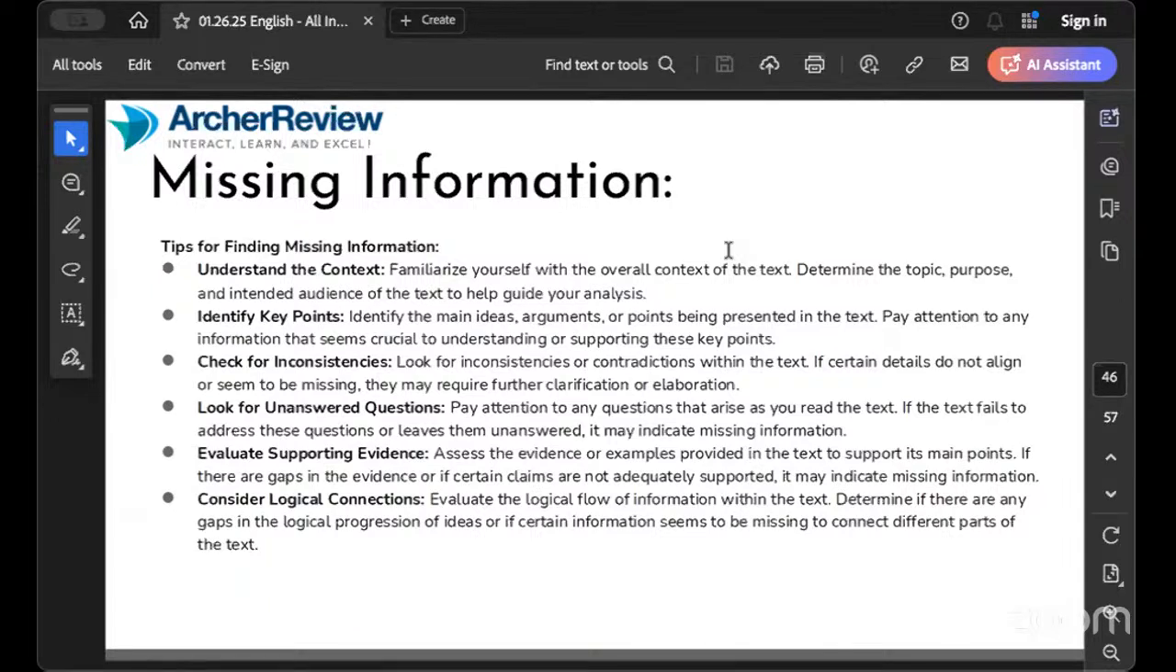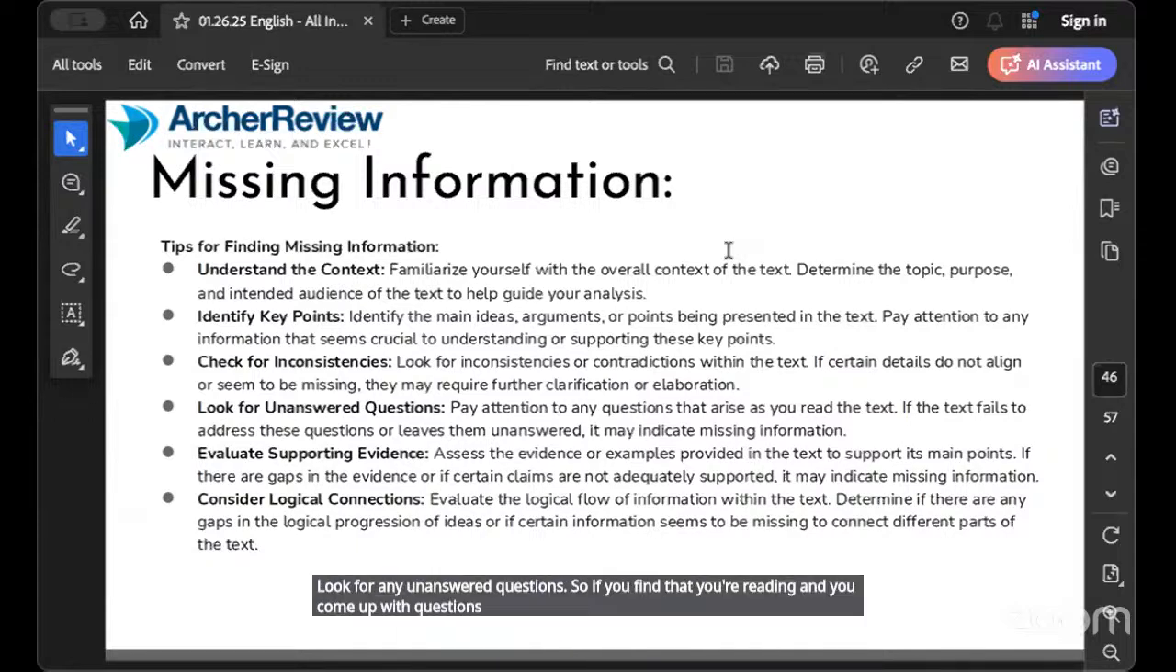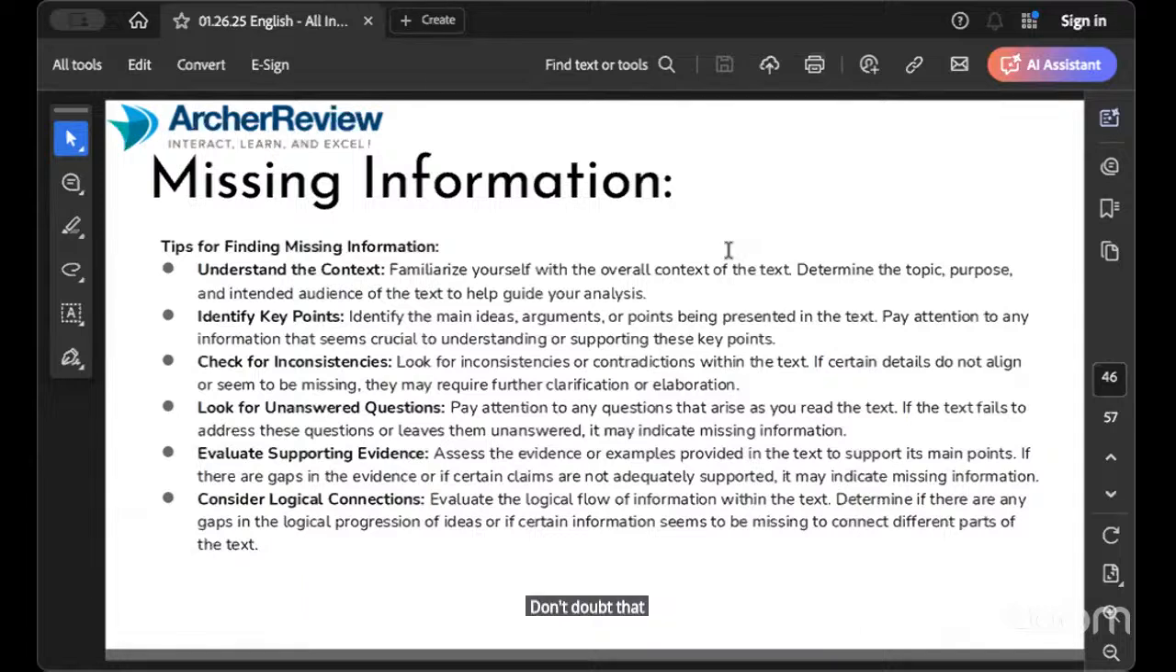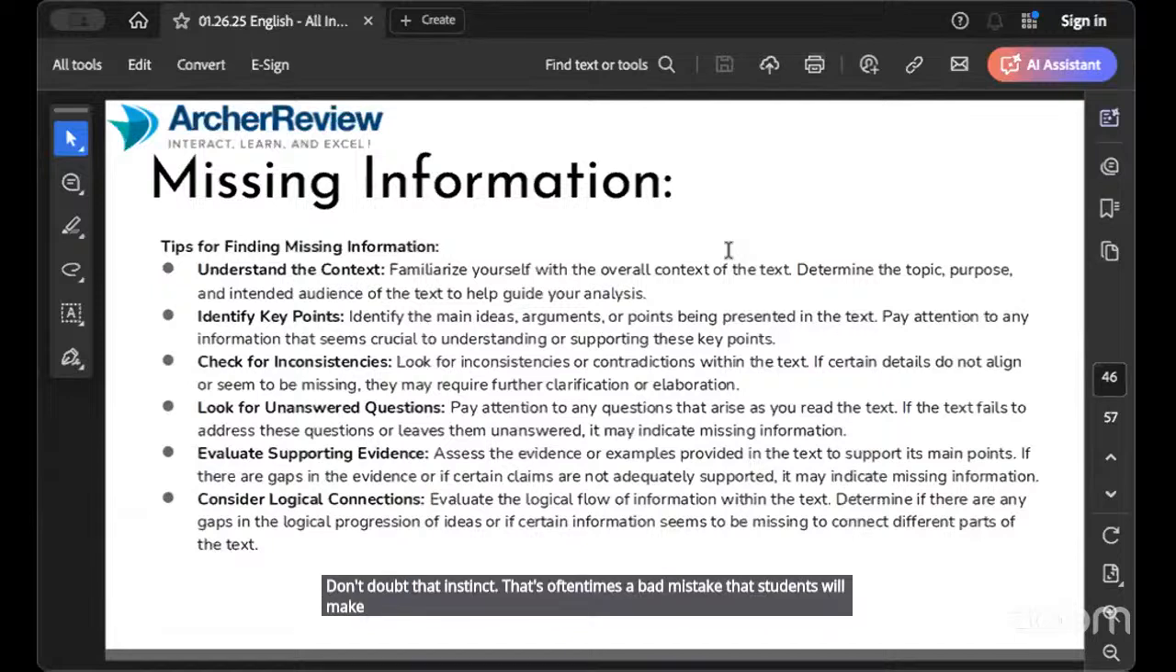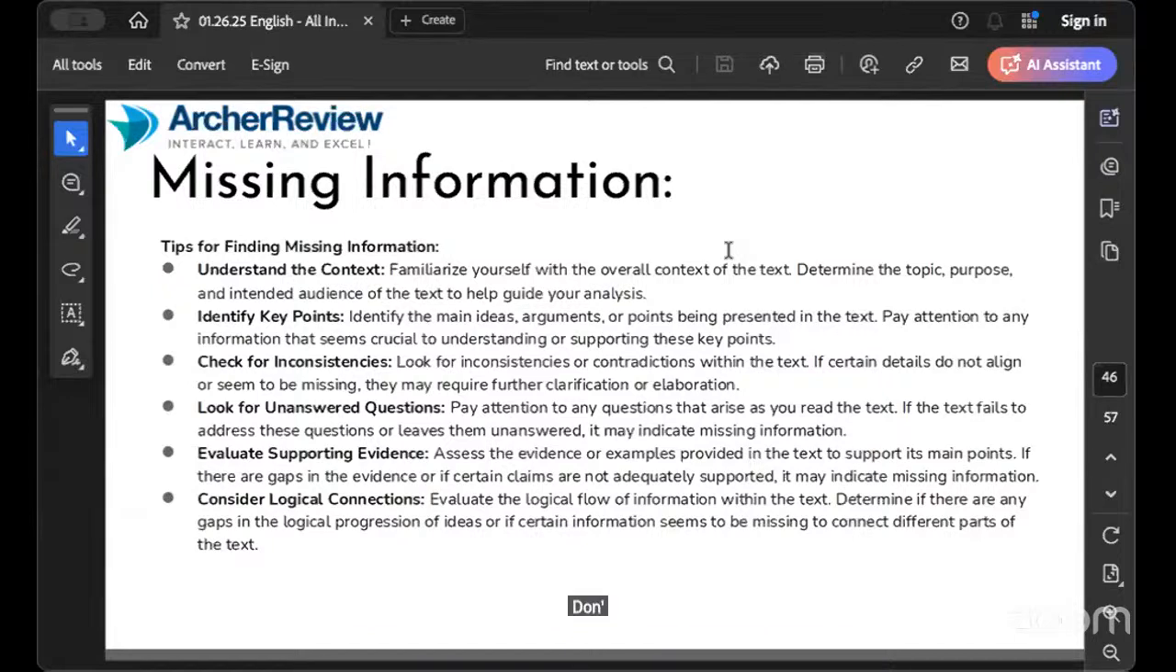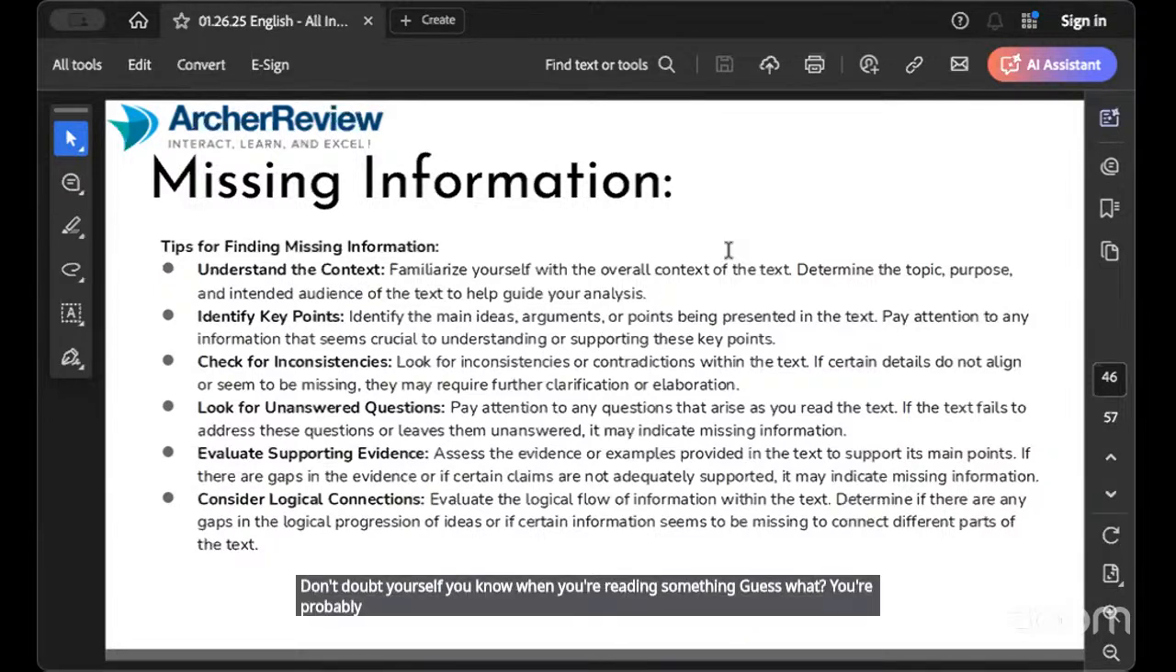Look for any unanswered questions. So if you find that you're reading and you come up with questions yourself as the reader, don't doubt that instinct. That's oftentimes a bad mistake that students will make. And I don't like to say bad, but it is. Don't doubt yourself. When you're reading something, guess what? You're probably not an expert on every single topic that they're going to present to you. And that can work in your favor.